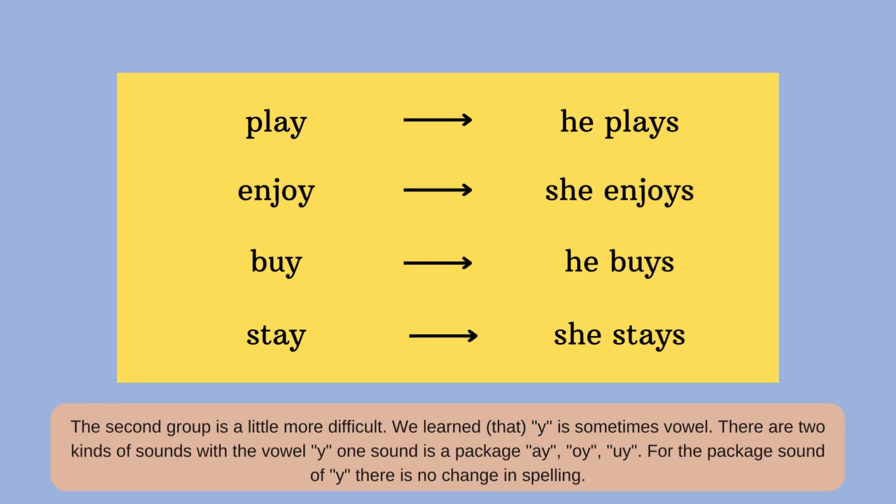The second group is a little more difficult. We learned that Y is sometimes a vowel. There are two kinds of sounds with the vowel Y. One sound is the "eye" sound, like I, OI, UY. For the "eye" sound of a Y, there is no change in spelling. Play, he plays. Enjoy, she enjoys. Buy, he buys. Stay, she stays.